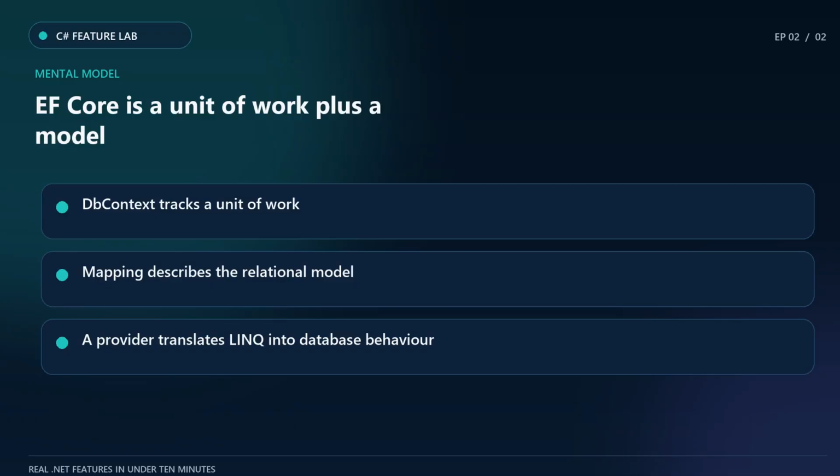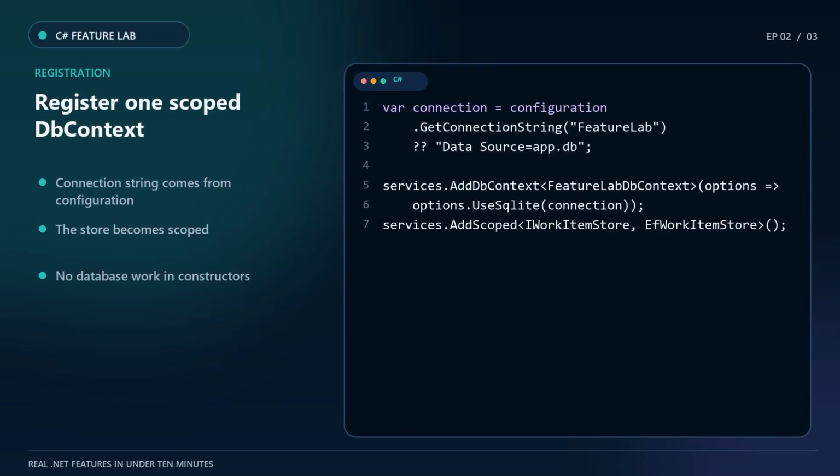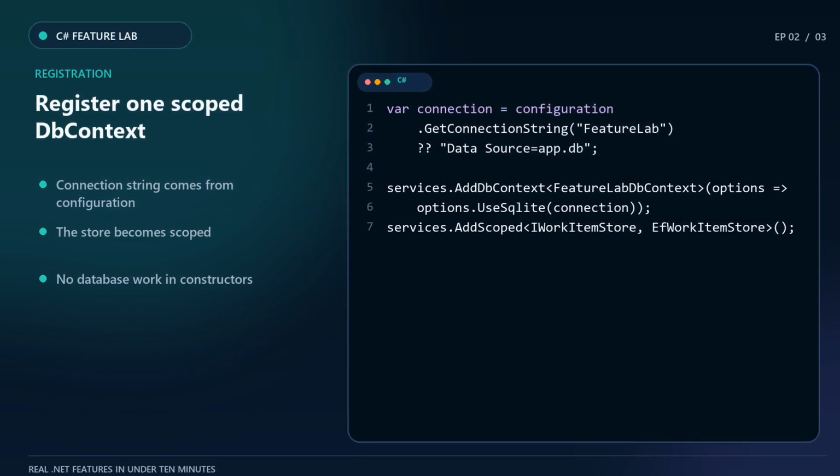We will keep SQLite for low setup friction and call out the places where a SQL Server application needs separate verification. The web host reads a named connection string and registers one scoped FeatureLab DbContext. Scoped lifetime aligns one context with one web request. The work item store also becomes scoped because it depends on that context. We do not open connections or create tables in constructors. Configuration selects the provider and location, application code consumes the configured context.